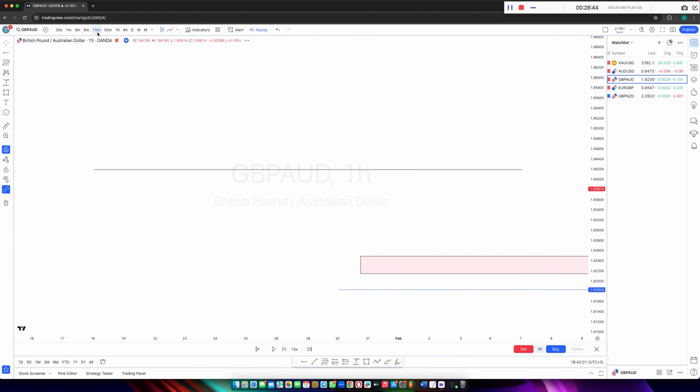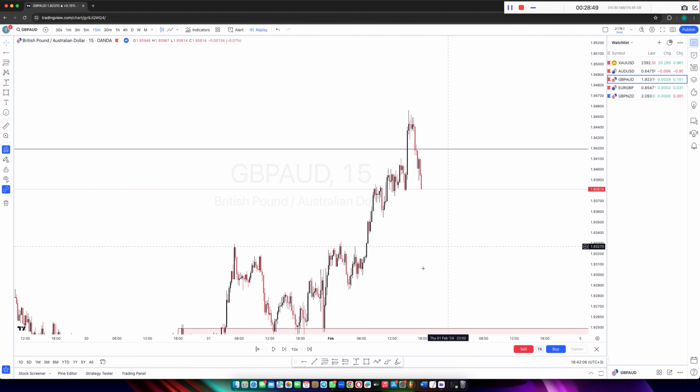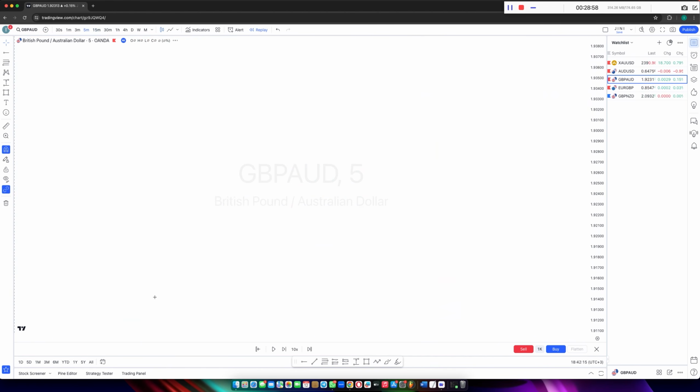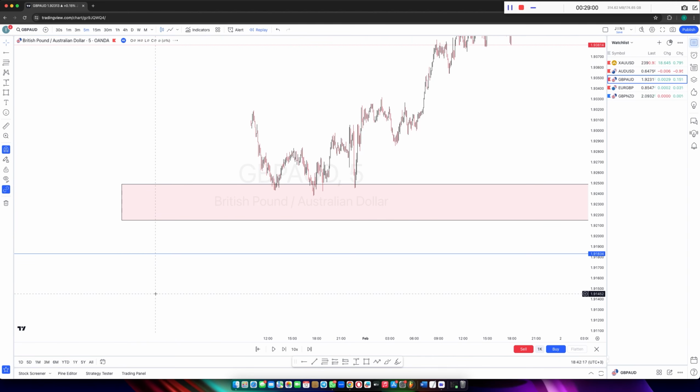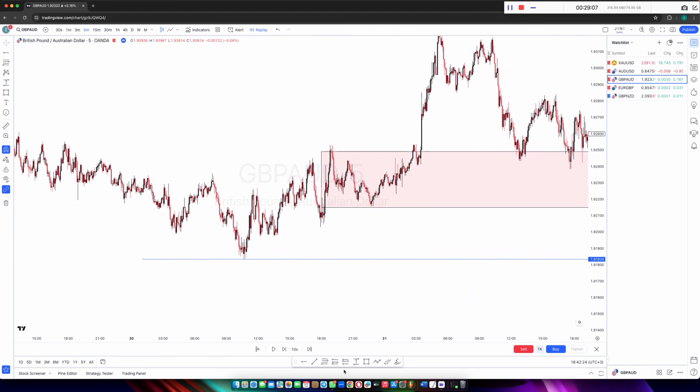And then if you go maybe to 15 minutes here, you can see that we still don't have the lowest liquidity because this is already consumed. So let's maybe use this 5 minutes here. Yes, you can see that we have this formation here which is already consumed, but this one was not consumed.